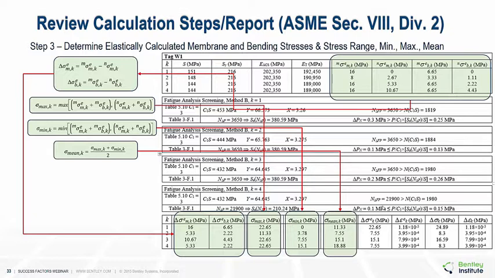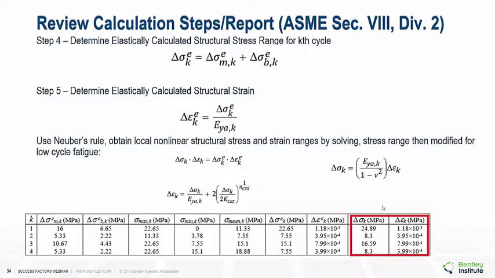Likewise, mσebk denotes the bending stress at the kth cycle for the time point m for the cycle. Using this data, calculate the membrane and bending stress ranges between time points mt and nt, and the maximum, minimum and mean stresses as shown above. In step 4, the elastically calculated structural stress range for the kth cycle is determined. This is the parameter delta sigma E with suffix k for the kth cycle.